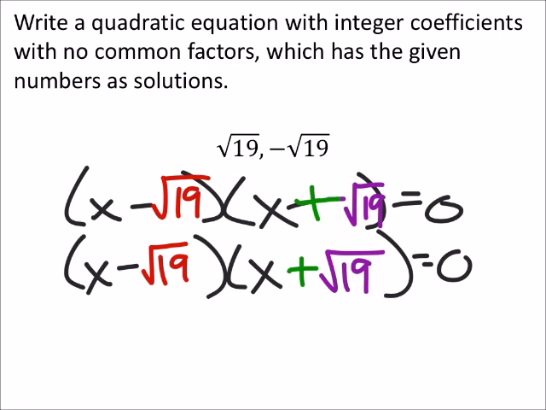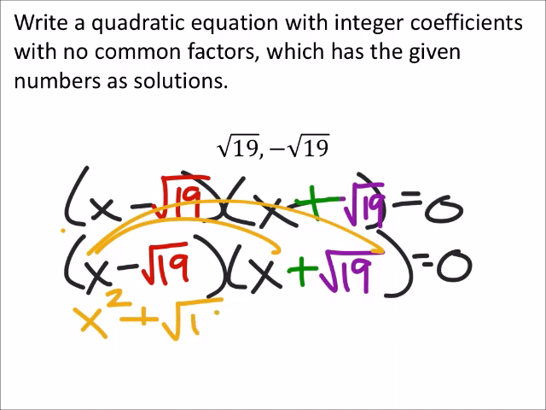Let's just look at the distribution on this just to show what is really happening here. So first thing I'm going to do is distribute this x into the other parentheses. So x times x is x squared. I'm not doing all the work like I did on the last one. I hope that's okay. And then I'm adding the square root of 19 times x. And I separated those very deliberately.